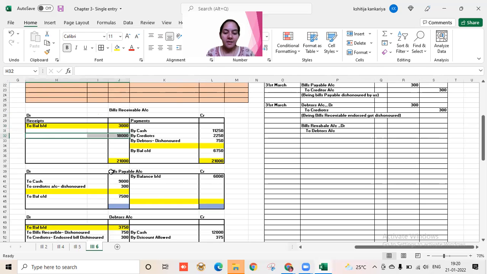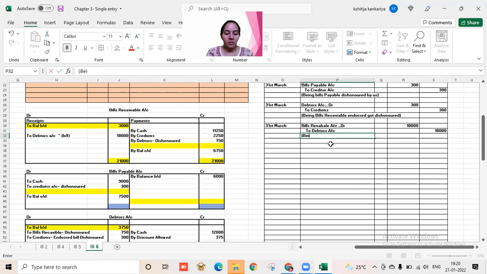So this balancing figure shows nothing but the acceptance received from the debtors. Correct? So it is the balancing figure. It will be put to the debtors account. Getting it? Okay? So please mention here balancing figure. What is the journal entry? This is the journal entry. Bills receivable account debit to debtors account 18,000 for bills accepted by the debtors. So, being bills accepted by our debtors. Remove the debtor from the debtors list, give credit to the debtor, and increase the balance of bills receivable.